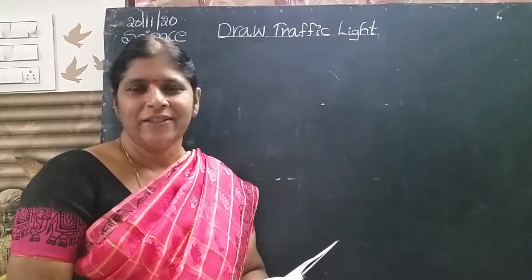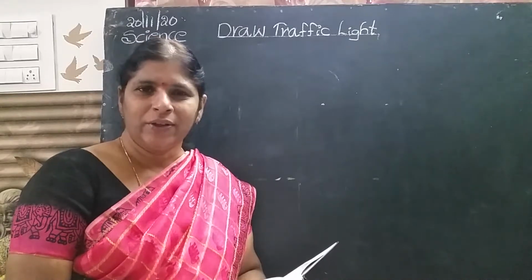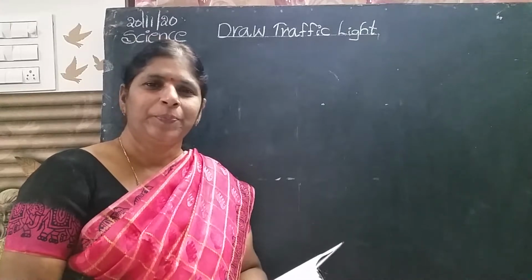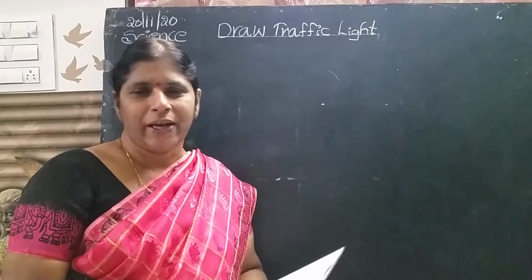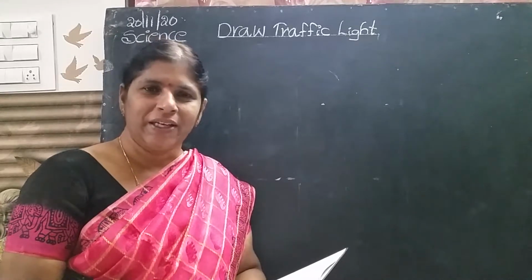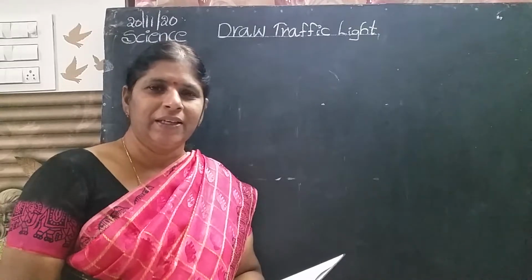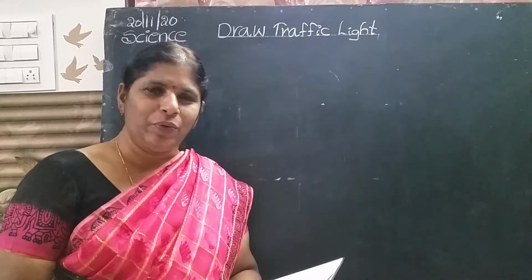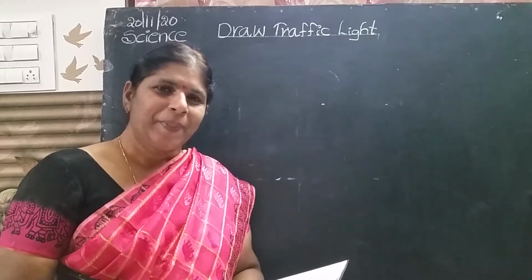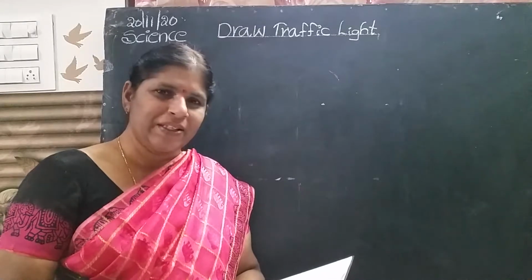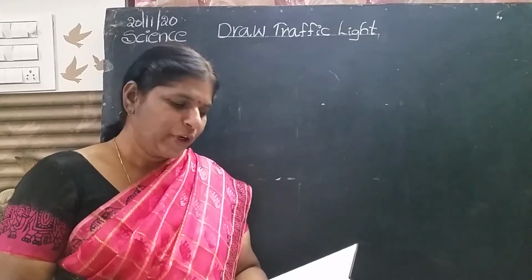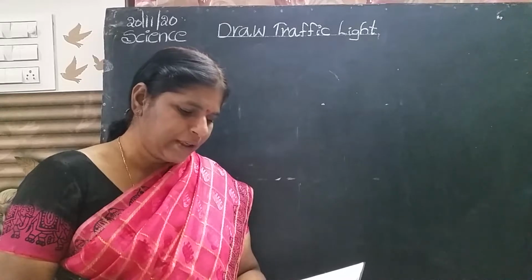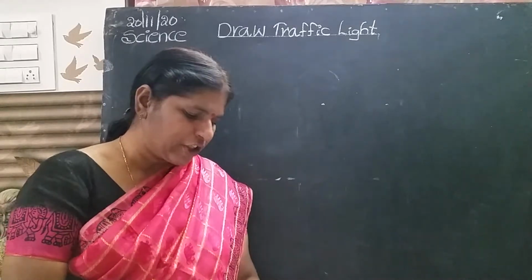Yes, today's session we are going to draw one interesting diagram, that is traffic light. How many colors does it have? 3 colors. Did you see the traffic light, children? Where did you see the traffic light? Yes, on the bazaar, no children? Okay, now let us learn how to draw the traffic light, children.